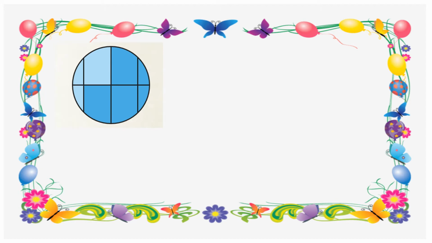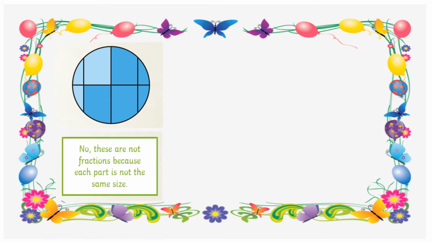Now I'm going to ask you some questions showing you these shapes here. Look at the shape on the screen right now. Do you think this shape represents a fraction? Pause the video and have a go. Welcome back.